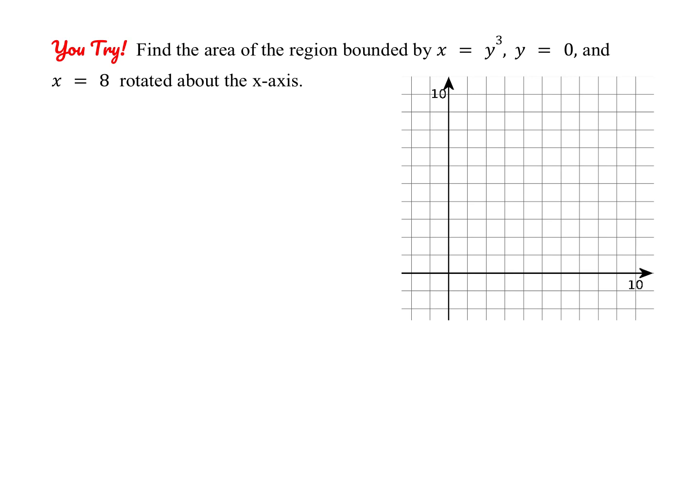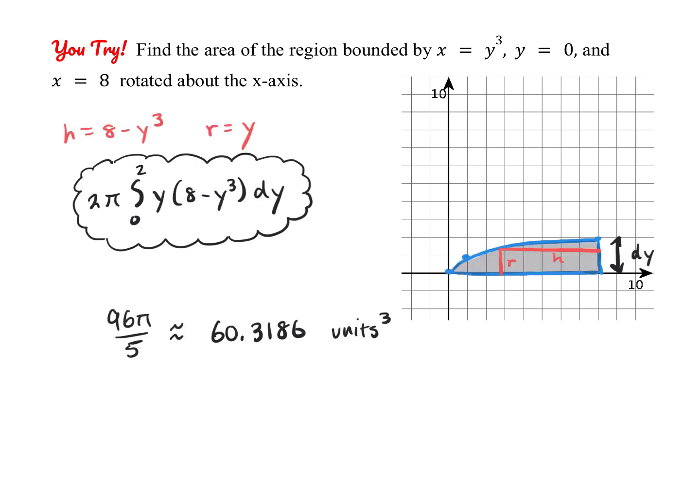All right, I have one last one for you to try on your own. And for this problem, just set up the integral and then use your calculator to evaluate it. All right, go ahead and check your work here.